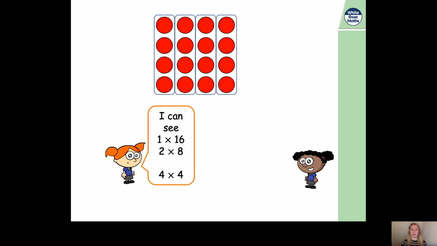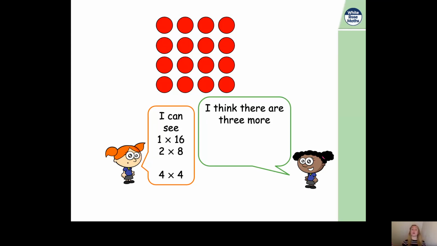Now, let's see what the other girl has to say, because last time she said there were 8 different ways, didn't she? And the other girl said there was 4, but now there's only 3. So is there still going to be 8 different ways? Oh, so now she thinks there are only 3 more because the other girl found 3. She thought 16 multiplied by 1, 8 multiplied by 2. Now, why has she done those 2? Do they give the same answer? Yes, that's right. It's because multiplication is commutative, so you can have the numbers in either order and they give you the same whole, which is 16.